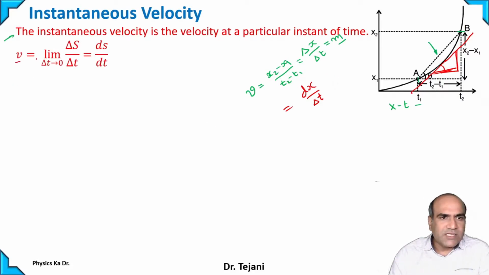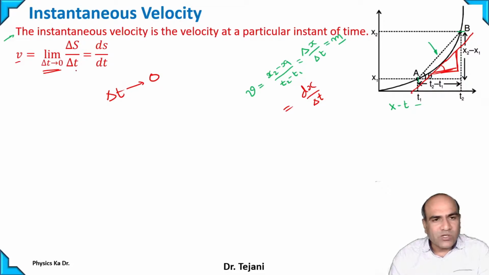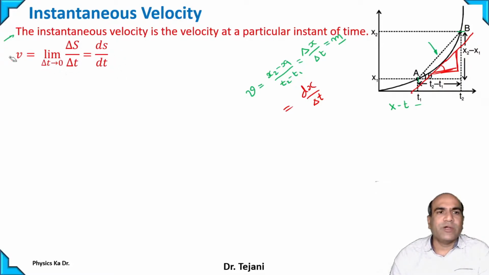How can we do it? Our velocity is equal to the limit, and we know that when delta t tends to 0, delta s, or you can write delta x also, divided by delta t when it tends to 0. So we just write ds, which represents a small distance, and dt represents a small time.